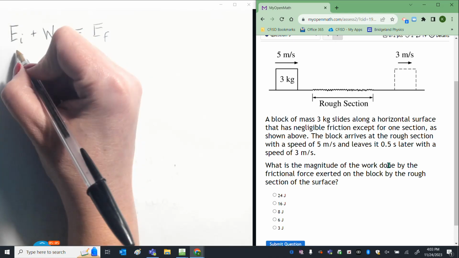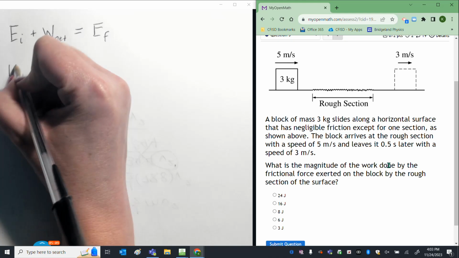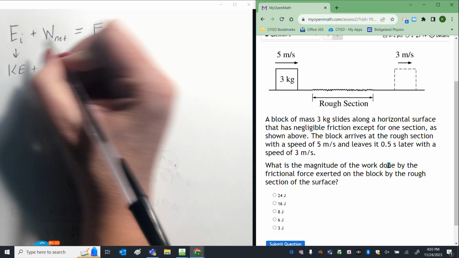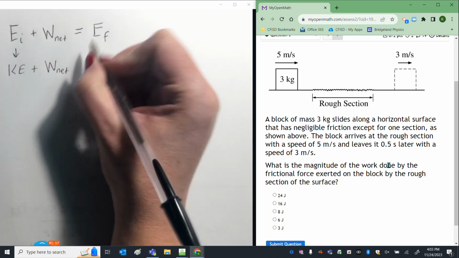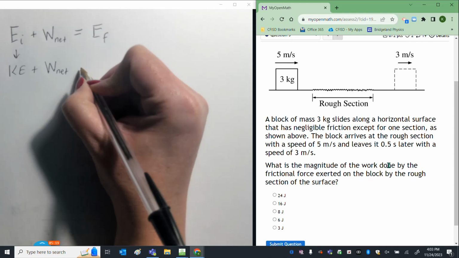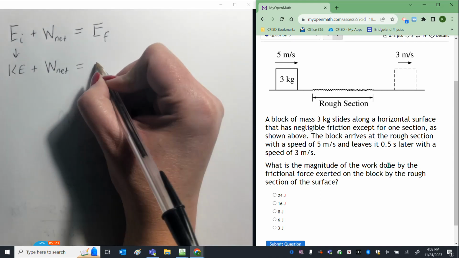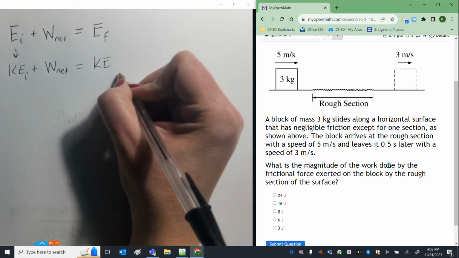But this initial energy that we have, initially this block has kinetic energy because it's in motion. So that initial energy is KE. To that, we're going to add that net work. In this case, that's going to be the work done by friction. Okay, and that's going to give us a final energy. And we know that it's still moving at the end, so we still have KE at the end. This is just our initial, this is our final.